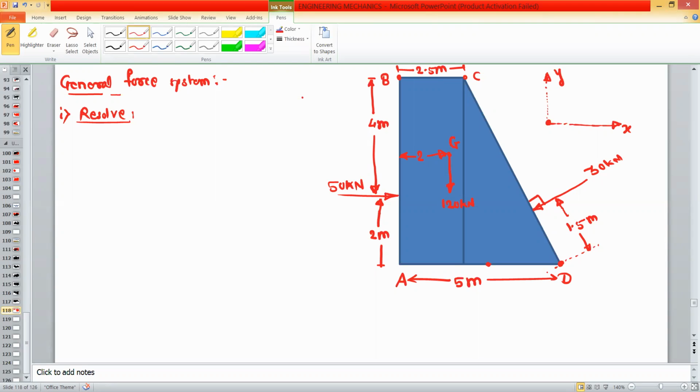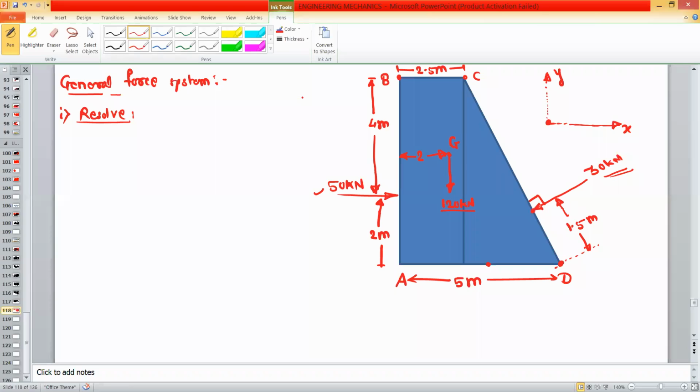So if you observe this figure, then this 50 kilonewton is parallel to x axis. Okay, so there is no need to resolve the 50 kilonewton. This 120 kilonewton is exactly acting in the y direction, that is the negative y direction. Okay, so there is no need to resolve the 120 kilonewton. But if you observe this 30 kilonewton, which is acting inclined to x axis or the y axis, so we have to resolve this force.